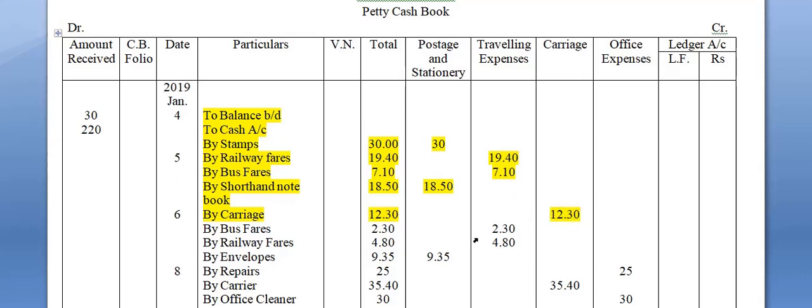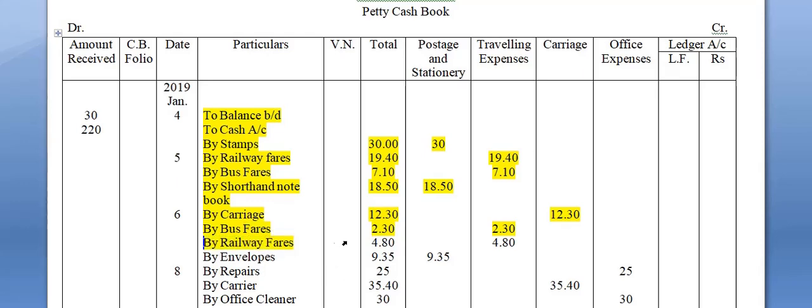Now paid bus fares rupees 2.30. So by bus fares 2.30 in the traveling expenses and also in the total column. Okay, first you write in the total column and then you include the same item in the traveling expenses. So you have to write the same amount twice. Once in the total column, because in total everything will come. All the items will be recorded, but in this analytical table you will include them separately.